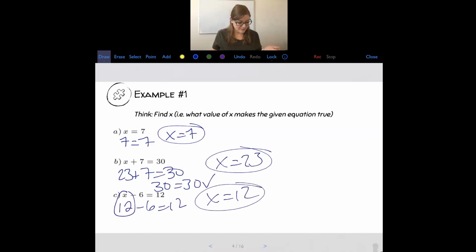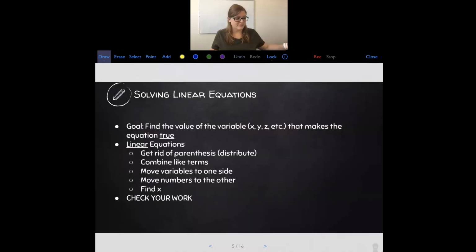Okay, so thinking about these, you may know what the answer is right away. We're going to go over some steps to solving a linear equation. Again, I cannot emphasize enough that our goal is to find the value of the variable that makes the equation true. So when solving linear equations, I recommend getting rid of parentheses first, so distributing, combining your like terms on each side, getting your variables to one side and your numbers to the other, so that way you can see the value of x that makes the equation true, and then check your work.